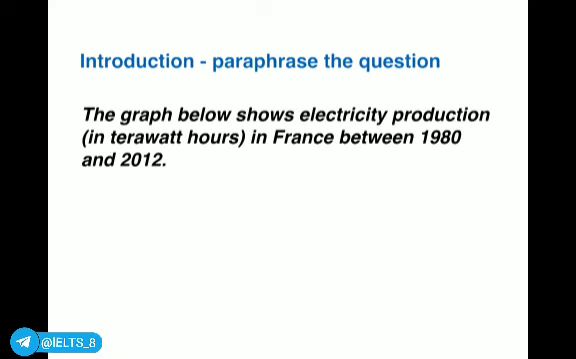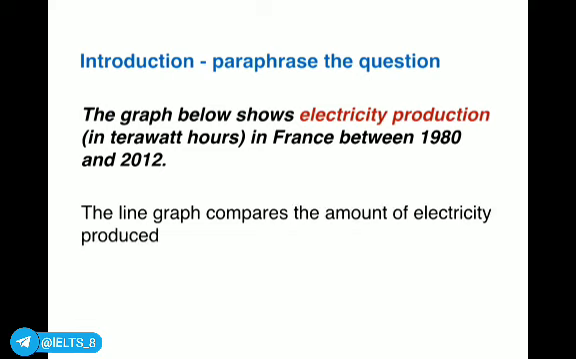We just change some words. So the main thing to look at is the question statement here. The graph below shows electricity production in terawatt hours in France between 1980 and 2012, and we're going to just try and change a few words in there. We start with the graph below shows, and we can change that to the line graph compares. Then electricity production, we can change that to the amount of electricity produced.